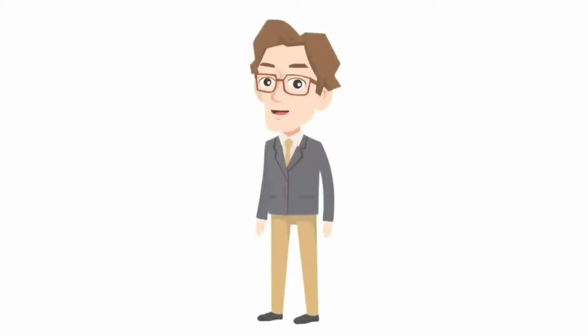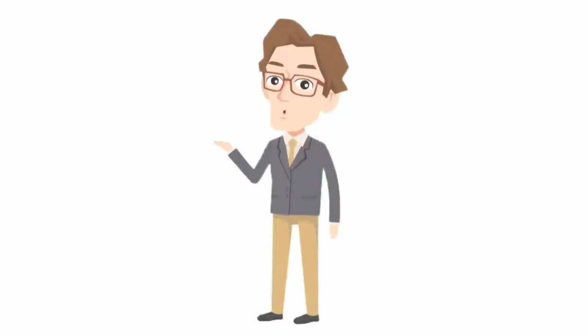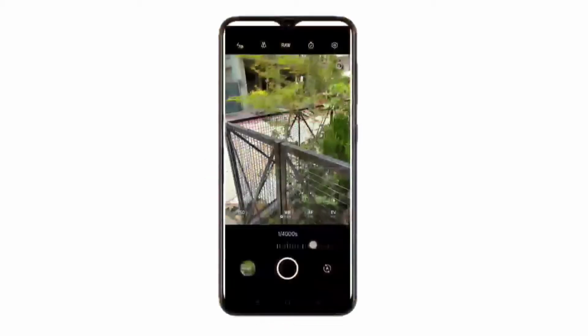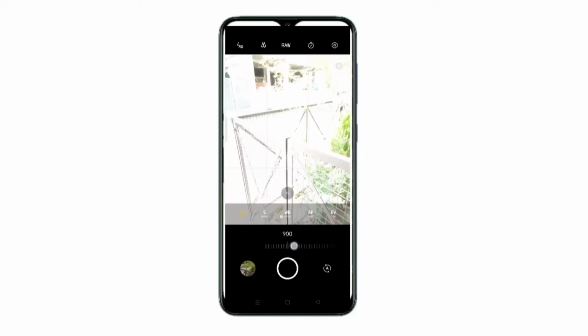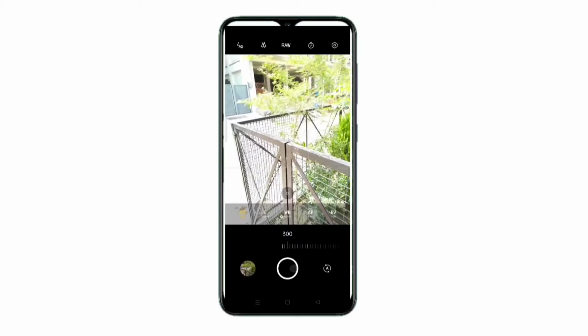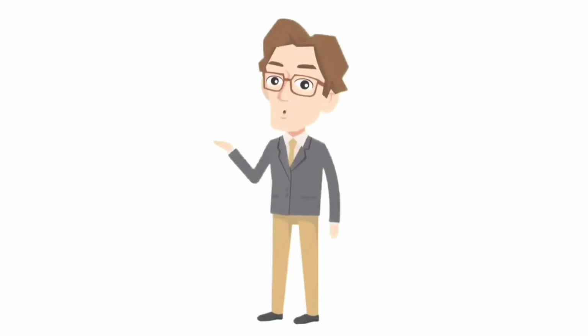In this tutorial, I will be shooting in different scenarios and I will be telling you how to adjust the camera settings according to different situations. This video is going to be a little long, but if you watch this whole video, you will definitely be a master. So let's get started.